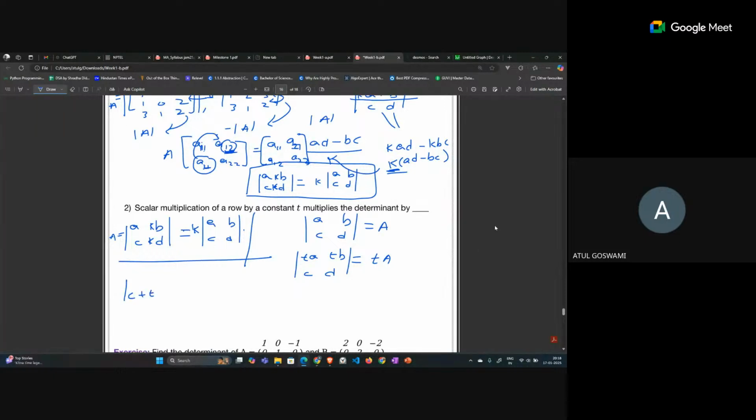C plus tA, D plus tB, and AB. This is the matrix I get.